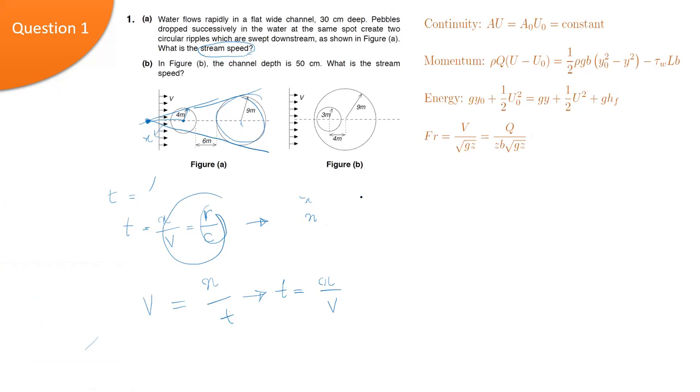So for the first one, we have the distance, which is x. For the second one, this distance is x plus 4 plus 6 plus 9. And the radius of it is 9.